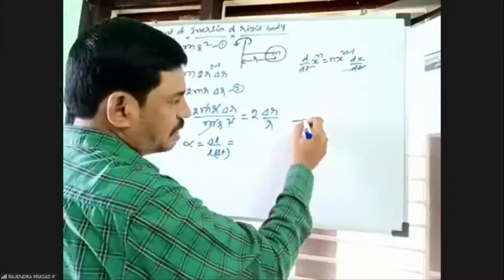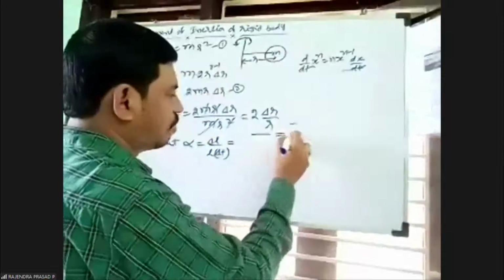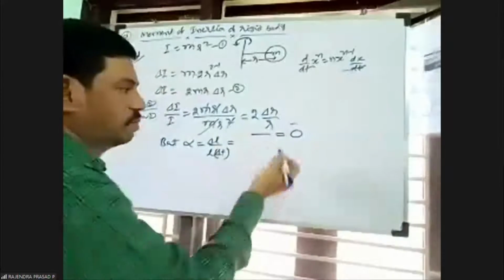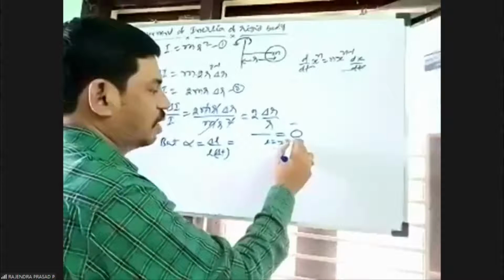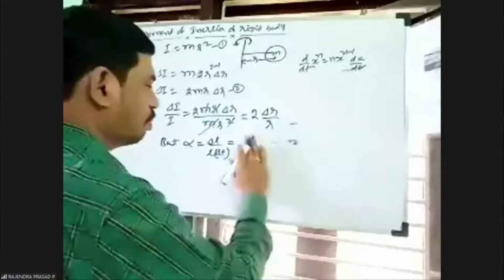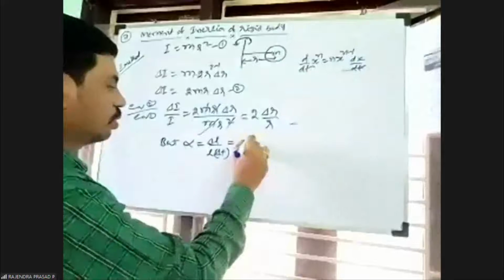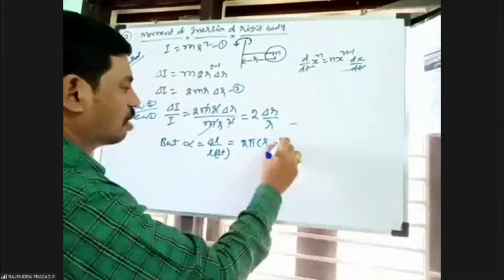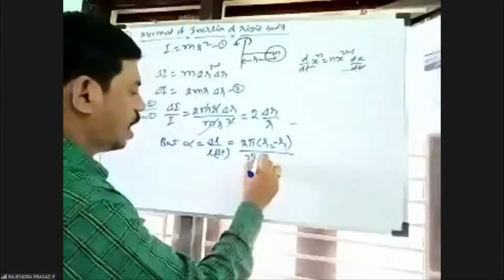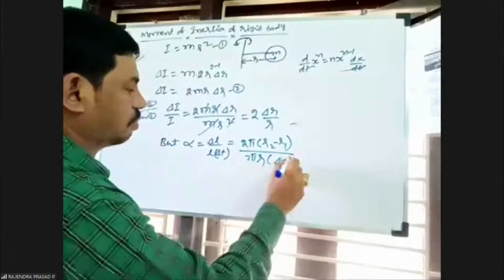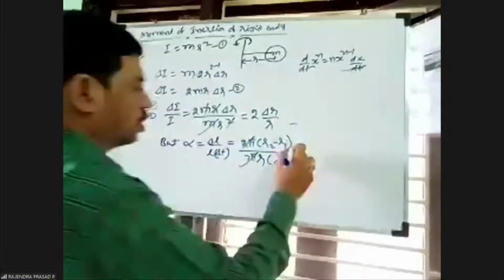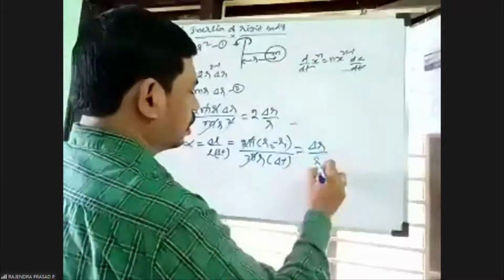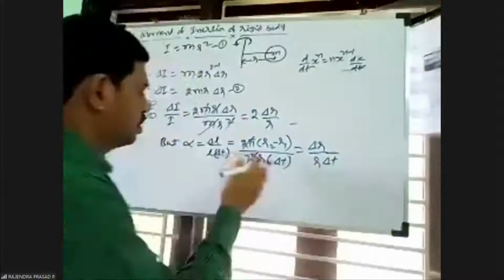Take a wire bent in the form of a circle. So L is equal to 2 pi R. Then, 2 pi into (R2 minus R1) by 2 pi R into delta T. The 2 pi cancels, so that equals delta R by R into delta T, which is the same as delta L by L.